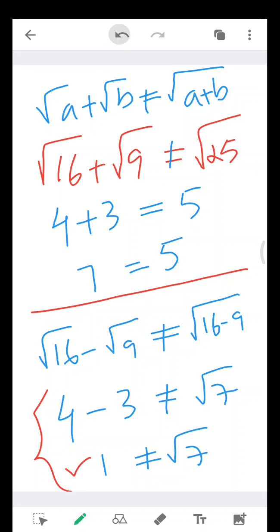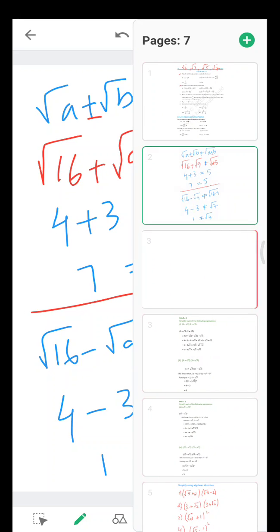Okay, so finally I can say that root a plus root b is not equal to root of a plus b, and root a minus root b is also not equal to root of a minus b. This is the first rule. Then let's see another rule now.